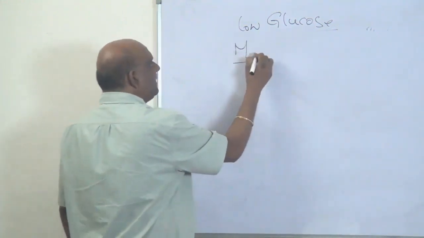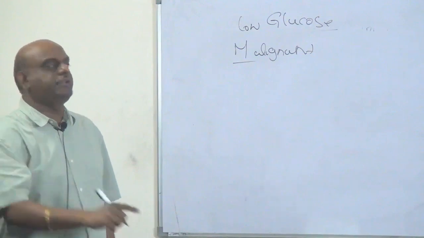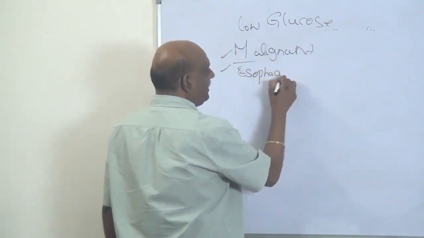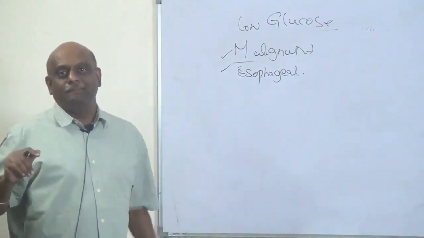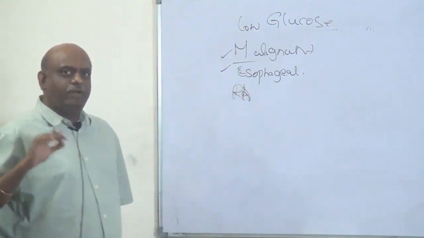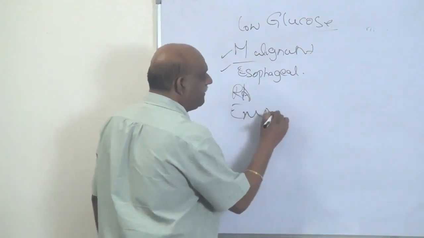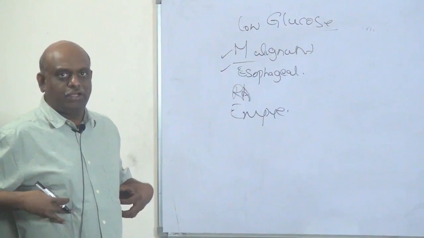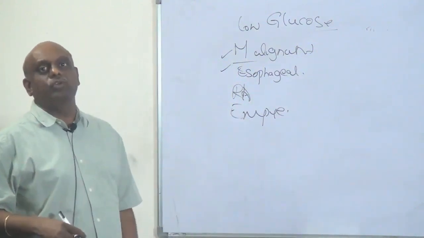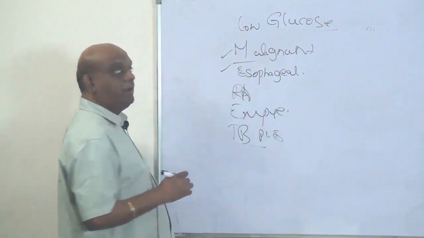First, malignant pleural effusions may have low glucose. First condition that should come to your mind. Second, esophageal perforation also leads to development of pleural effusion, with low glucose. Then rheumatoid arthritis is a very important entity with low glucose in the pleural effusion, which you need to remember. Then empyema, whenever the pleural cavity is filled with pus, that is called empyema. So empyema also will have low glucose. Then TB associated pleural effusion also typically has low glucose.